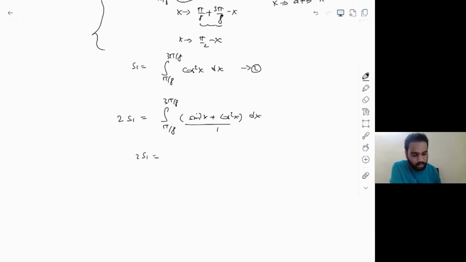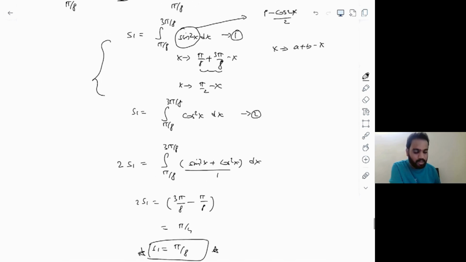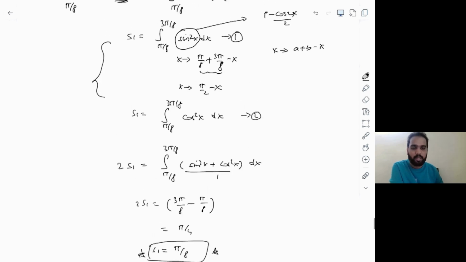2 times S1 is equal to the integration of 1, which is x. Finally, what would you get? 3 pi by 8 minus pi by 8, which is nothing but 2 pi by 8, that is pi by 4. So finally S1 is equal to pi divided by 8. Okay, so this is a very easy question, but once again, you would need the properties here.